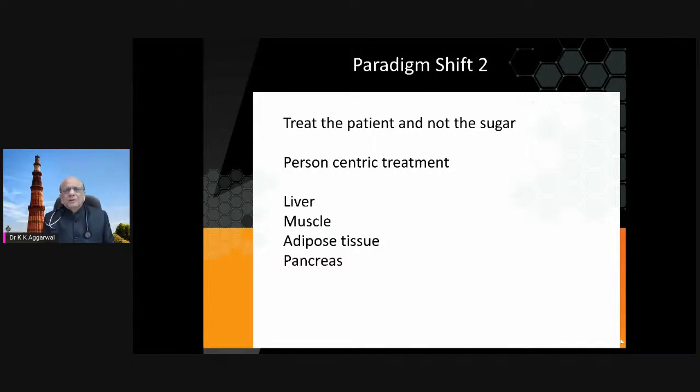Fatty liver, we don't correlate it with diabetes. Muscle, we don't bother. We never talk about muscle strength in patients with metabolic syndrome. Adipose tissue, we don't treat. Pancreas, we don't treat. We only treat the blood sugar. So normally we have been treating the blood sugar. We have not been evaluating inflammation in the liver, muscle, adipose tissue, and pancreas.